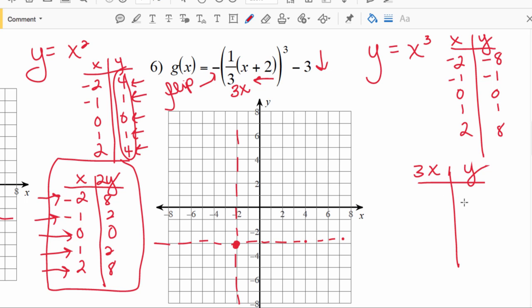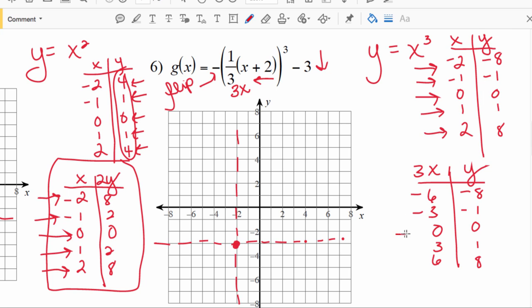All right, my y values not touched. We still have -8, -1, 0, 1, and 8. But my x values are going to change, and they're all going to be triple. So I'm going to take negative 2 and triple it to get negative 6. I'm going to take negative 1 and triple it to get negative 3. 0 tripled is still just 0. 1 tripled is 3. And 2 tripled is 6. So it's our x movement that has been tripled. And our graph is upside down. So don't forget to flip upside down.